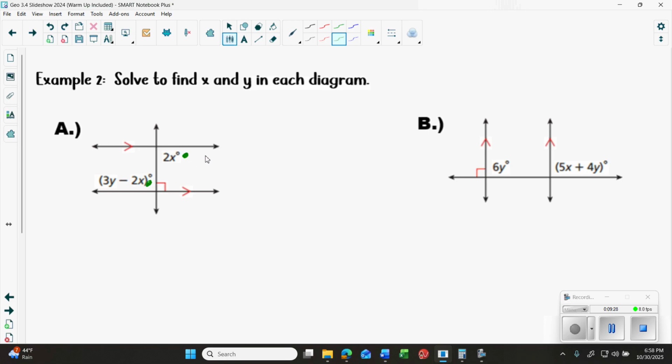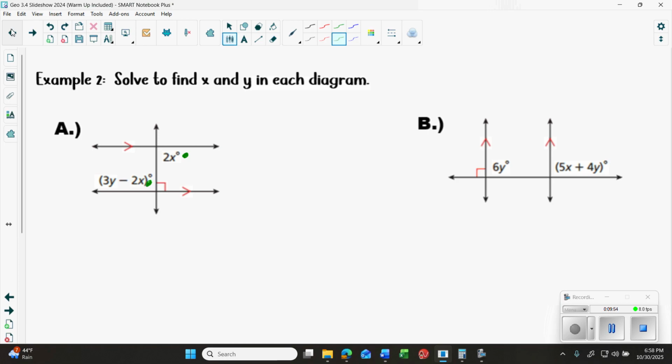So, starting right off the bat, those two angles marked are corresponding angles. Or I'm sorry, not corresponding angles, they're alternate interior angles. So, we could go 2x equals 3y minus 2x. But the problem here is I got x and y in one equation, so that's not really going to help my life out here. So I'm going to erase that. Okay, now what can I do?